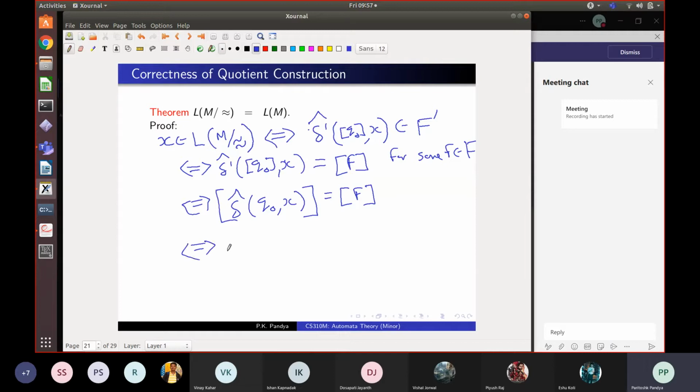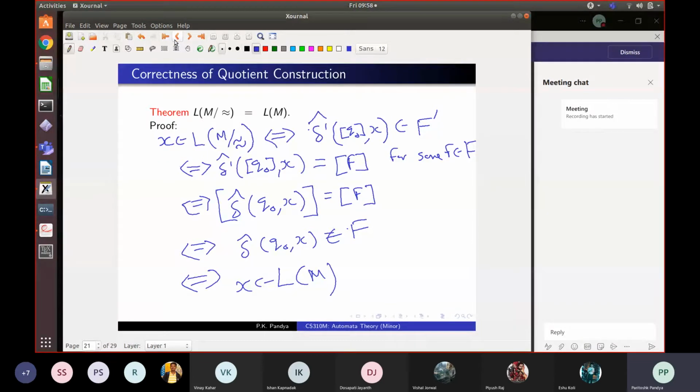And then by using the previous property, we get delta hat of q0 on x belongs to F. That is what we get. And this is the same as saying that x belongs to the language of M. So this simple five-line proof shows, having done all the work of deriving those lemmas, that the language of the quotiented automaton is the same as the language of the original automaton.